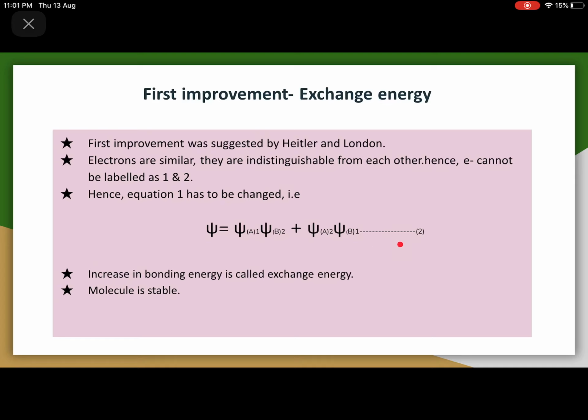So the electrons are similar and indistinguishable, so we cannot label them as electron 1 and 2. Hence equation 1 changes to equation 2. The increase in bonding energy is called the exchange energy, and the molecule is stable.